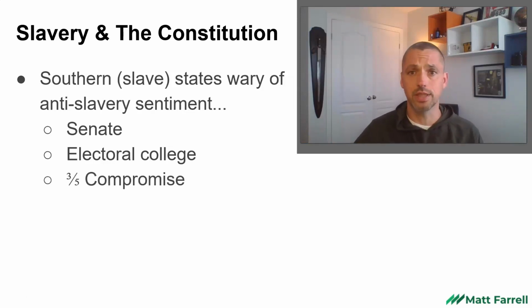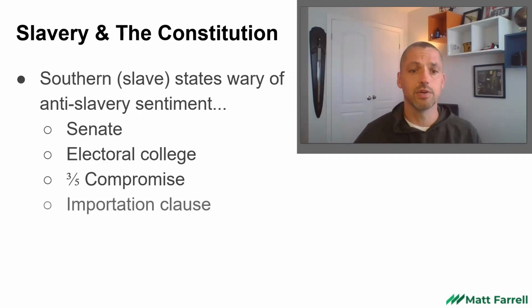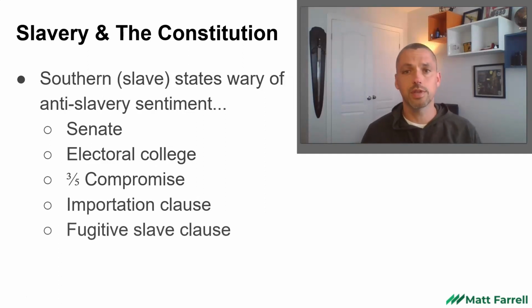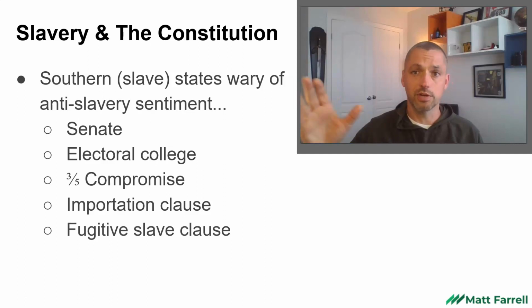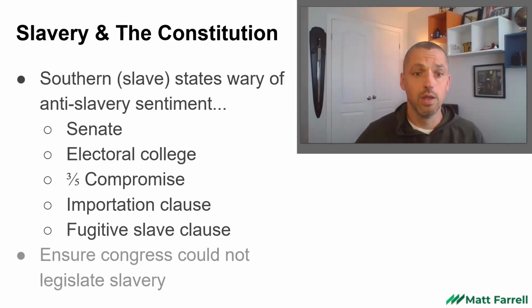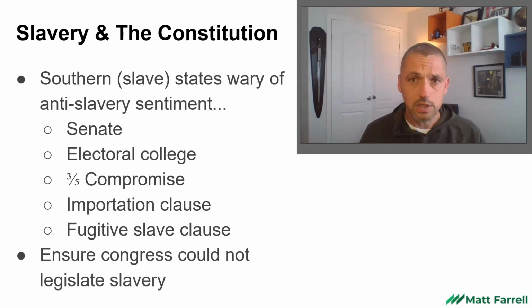The 3/5 compromise would ensure that they would be overrepresented in the House to make sure they could combat any legislation to ban slavery. Of course, the importation clause, Congress can't stop slaves from being imported for a period of time. And then the fugitive slave clause, the federal government must return slaves that escape. So all of these things were designed so that the slave states, the southern states, could ensure that Congress could not legislate slavery. They could not pass a law that would make slavery become illegal. That was their compromise. We will not join a government unless we can ensure that it won't ban slavery.